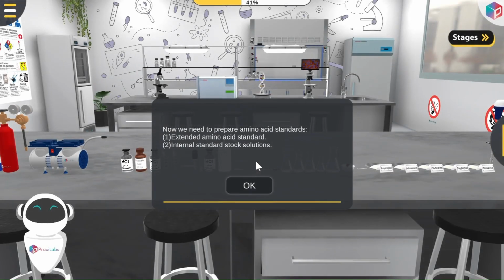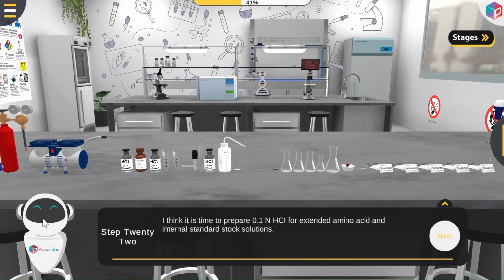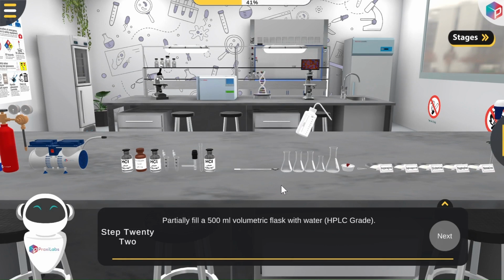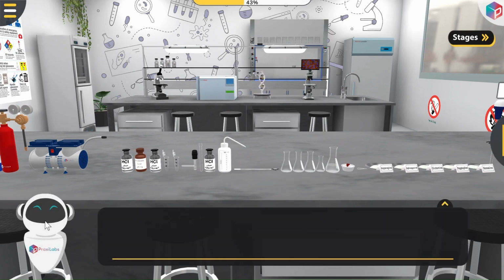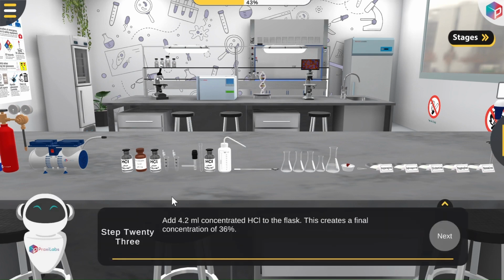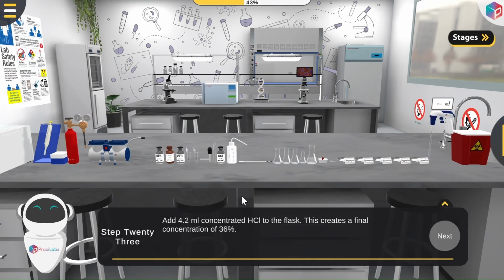Stage 2. Prepare amino acid standards. Extended amino acid standard. Internal standard stock solutions. Step 22. Partially fill a 500 milliliter volumetric flask with HPLC grade water. Step 23. Add 4.2 milliliters of concentrated hydrochloric acid to the flask to create a final concentration of 36%.